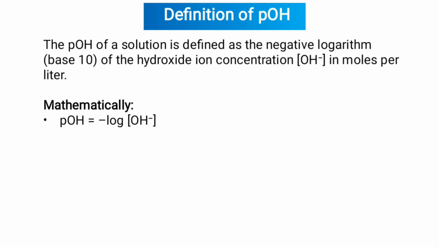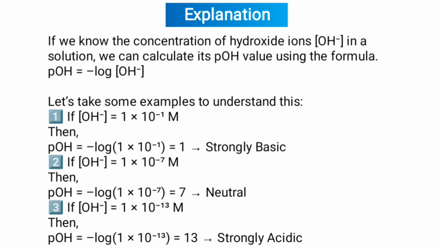Definition of pOH. The pOH of a solution is defined as the negative logarithm, base 10, of the hydroxide ion concentration, the concentration of OH- ions in moles per liter. Mathematically, pOH is equal to negative log of the concentration of OH-. Explanation: if you know the concentration of hydroxide ions in a solution, we can calculate its pOH value using the formula pOH is equal to negative log of the concentration of OH-.